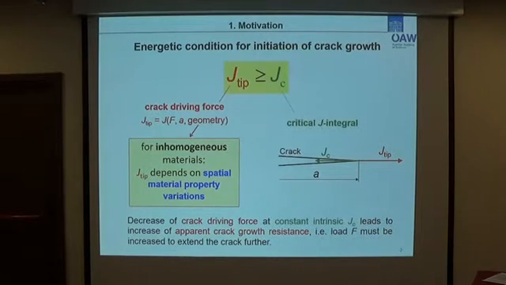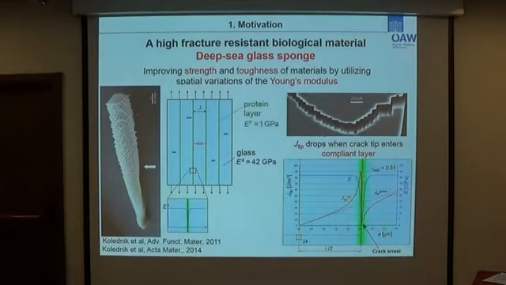So the interesting thing is that this idea can also be seen in nature. As we know, high fracture resistant biological materials have a kind of micro multi-layer structure consisting of hard layers and soft, compliant interlayers. A very interesting example is the deep-sea glass sponge.